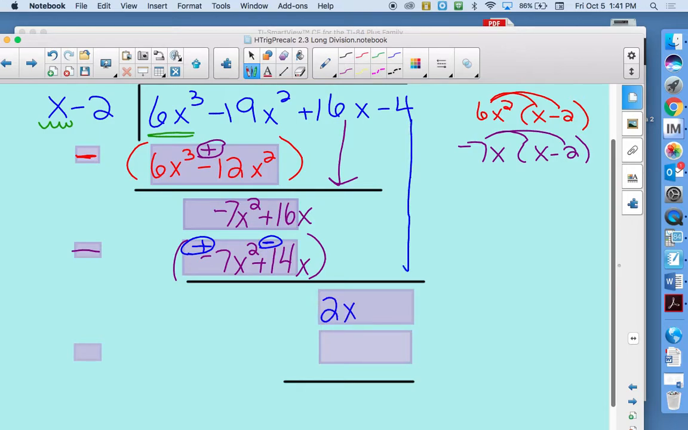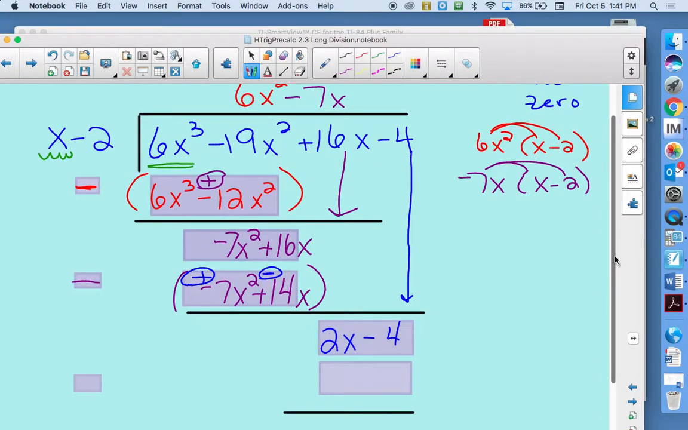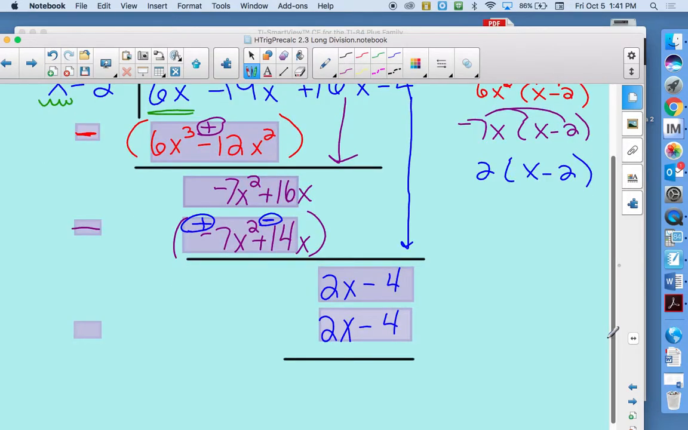And then we bring down again. And we get a minus 4. So one last time, Virginia, we have an x. We want to make it a 2x. So we would multiply it by 2. What's 2 times x minus 2, Virginia? Yep. What's the remainder? 0. So when you subtract these, you get a remainder of 0.